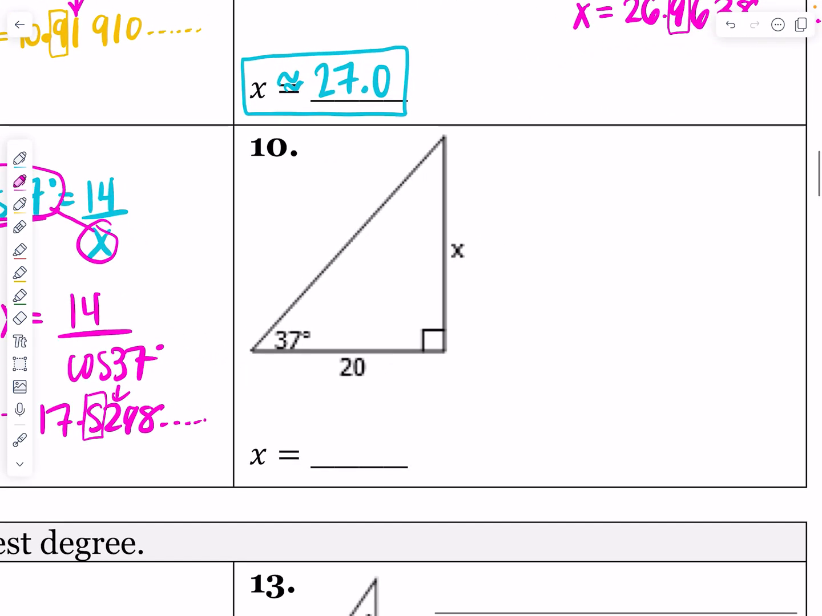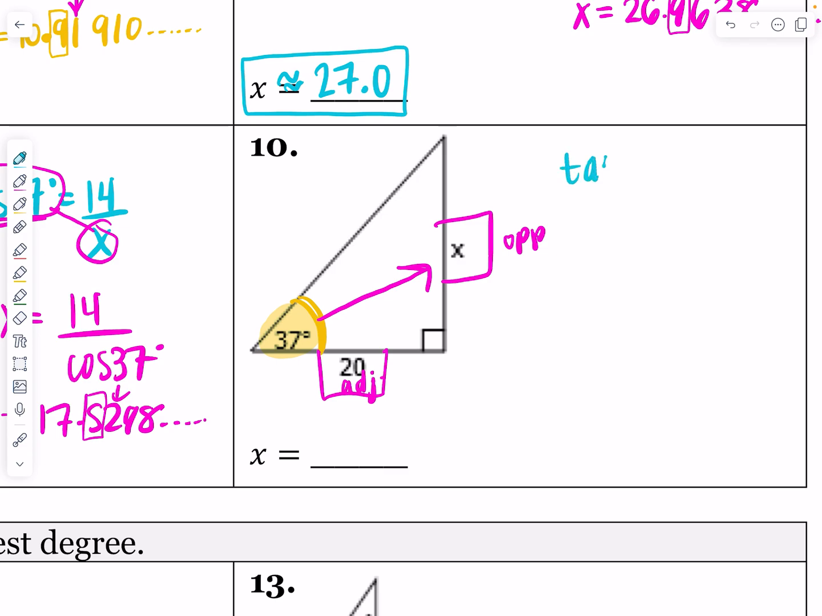All right, number 10. So we've got the 37-degree angle. From the 37-degree angle, we have an x and we have a 20. So what is the x? The x is opposite, while the 20 is adjacent. This is going to be our tangent ratio. So the tangent of what angle? The tangent of 37 degrees is equal to 37's opposite, which is x, over 37's adjacent, which is 20.